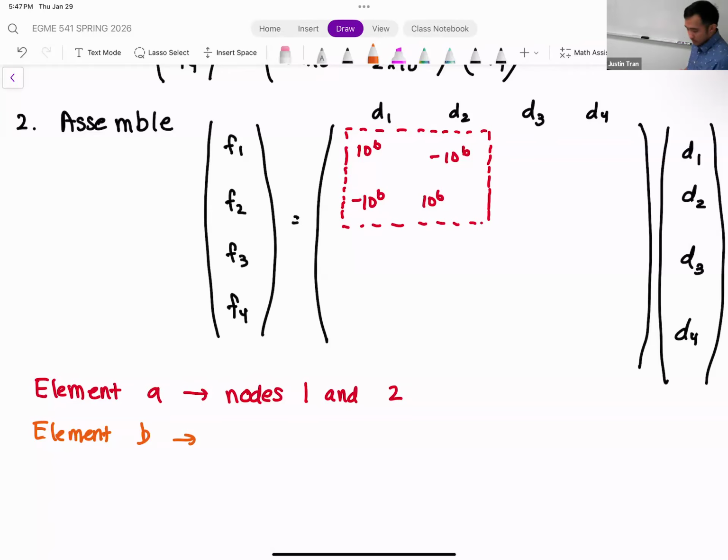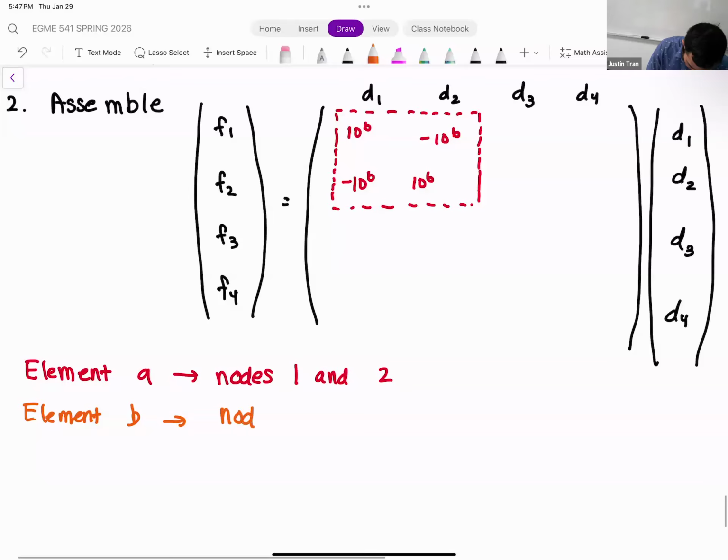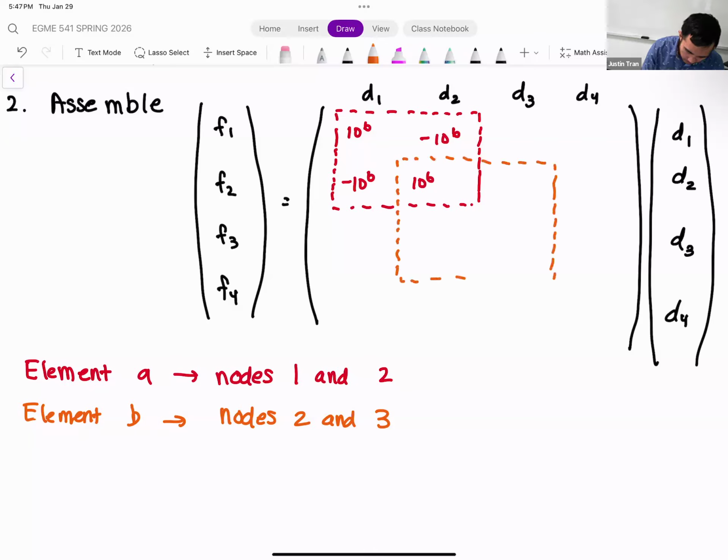Okay. Next, we have element B. Element B is nodes 2 and 3. All right, so let's partition that area out. And just like before, let's insert the values. So that's going to be a plus 10 to the 6 because we have an overlapping part there. Minus 10 to the 6, minus 10 to the 6, 10 to the 6.